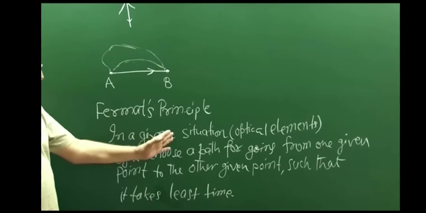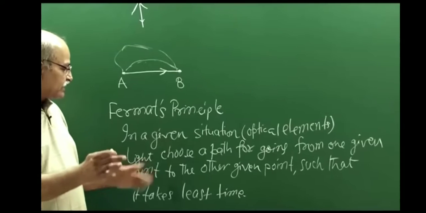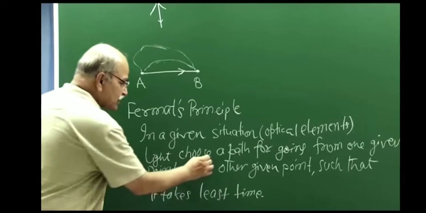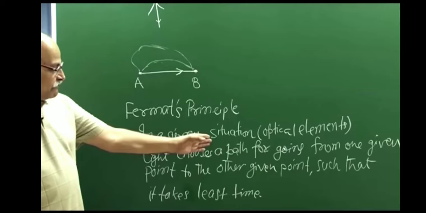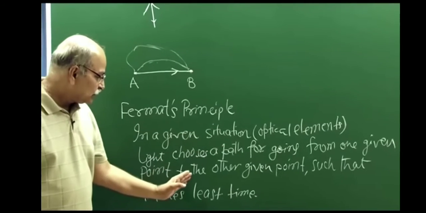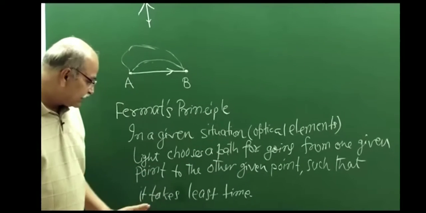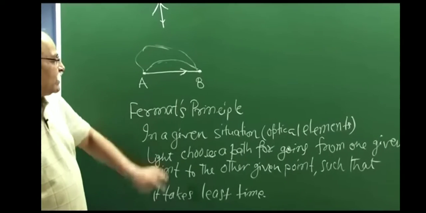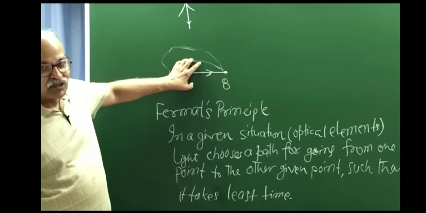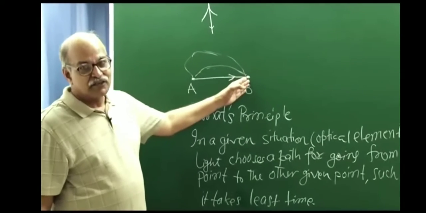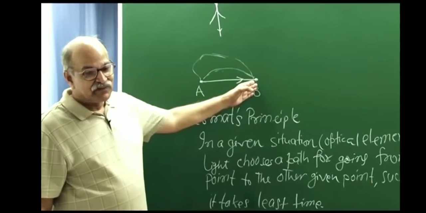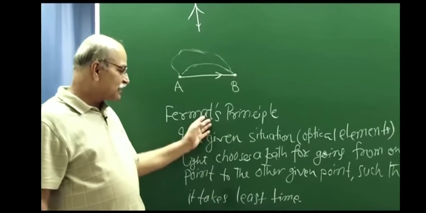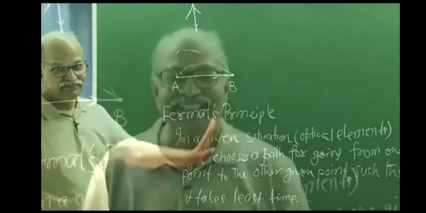In a given situation, that means with all your lenses and mirrors etc. fixed, light chooses a path for going from one given point to the other given point such that it takes least time. So this is known as Fermat's principle, and you apply it here in the homogeneous isotropic medium, it just turns out to be a straight line. There are more fancy descriptions for this principle, but this is good enough.